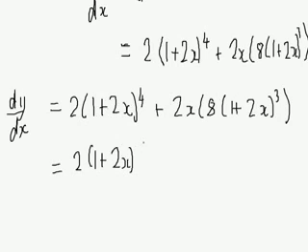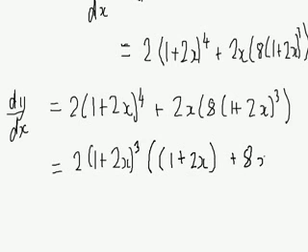So we can bring this 1 plus 2x to the power of 3 out here. And we've also got a 2, which is a common factor to both. So we've got 2(1 plus 2x) and a 2(1 plus 2x) as a common factor. We bring that out, and we end up with (1 plus 2x) close bracket plus 8x. That's that 8 and the x over here.